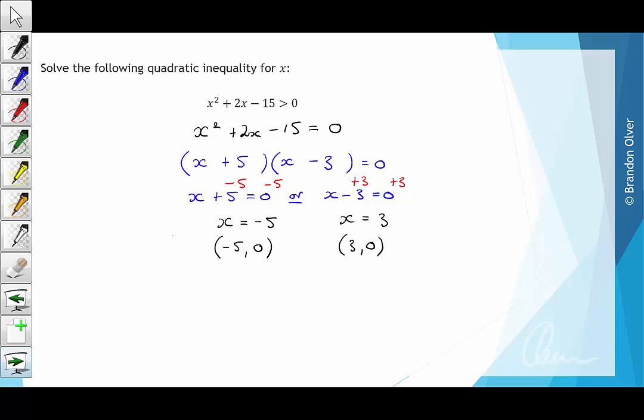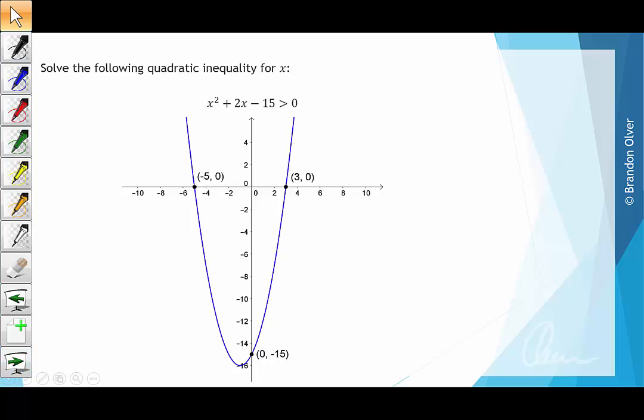So next up, we graph the equation, or the quadratic, and we mark on the intercepts that we just found, which were negative 5, 0 and 3, 0. And next we need to work out for what values of x is x squared plus 2x minus 15 greater than 0, or above the x-axis.